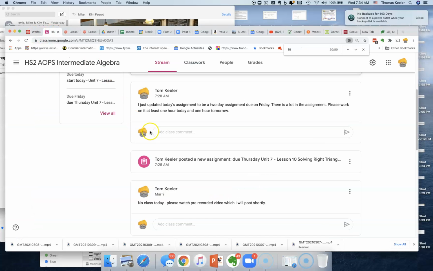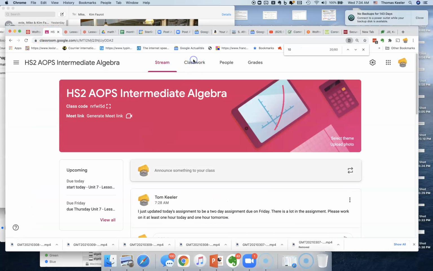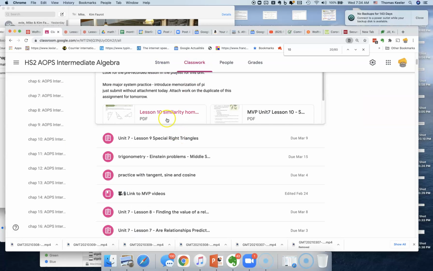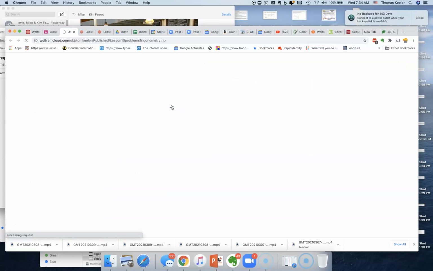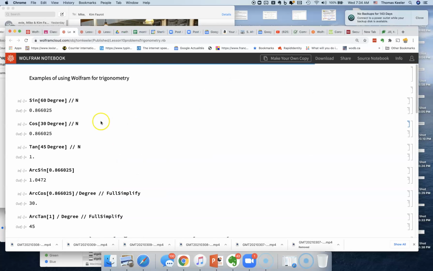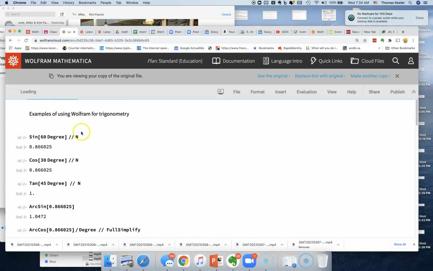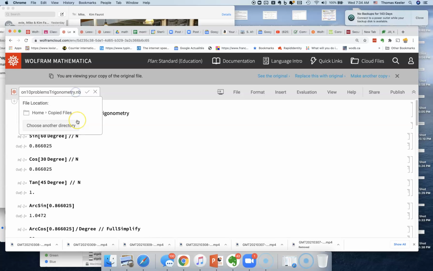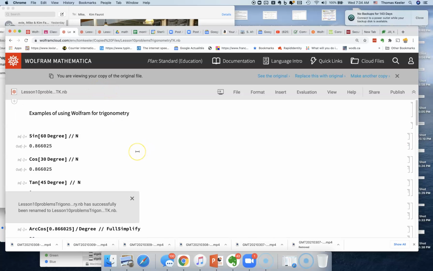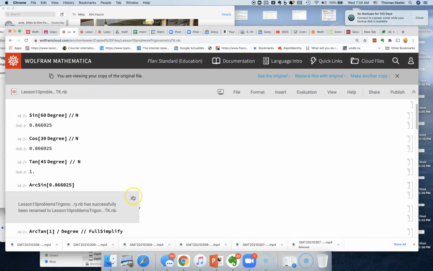So if we go to our assignment, we're going to see under classwork, we have a Wolfram document, and we want to see if we can use that. So we're going to make a copy of it, because I just want to get a little more practice in using Wolfram to do these calculations.